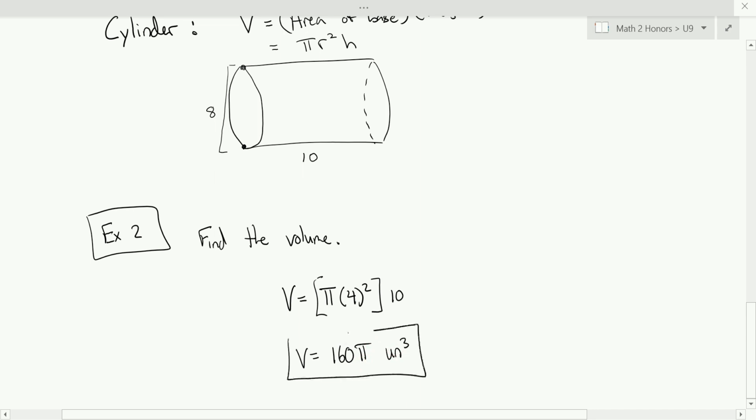And what are we getting? 160 pi units cubed. Units cubed. All right. So those are the basics. I mean, the rest of it is just trying different shapes out. And so I'm gonna stop there with the notes, and I want you to try the problems on your worksheets. Okay.